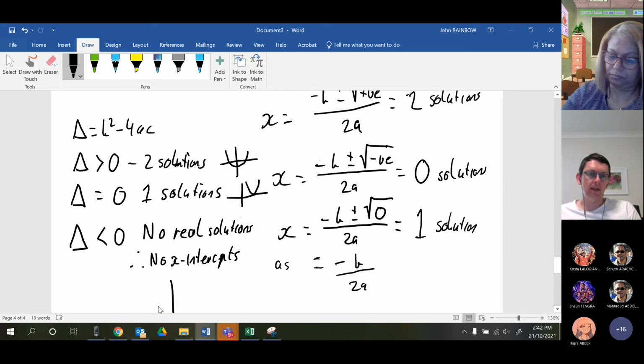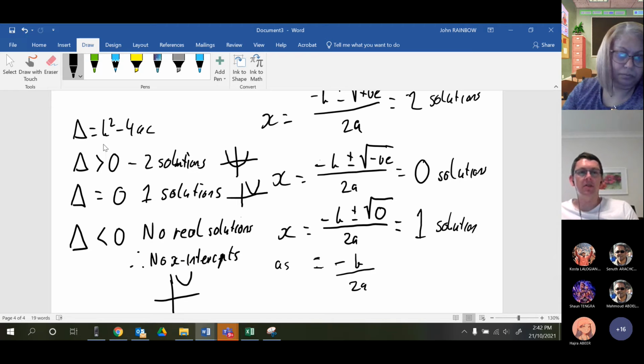Okay, so that could look like this, right? The graph still exists, but it just doesn't have x-intercepts. So that's where the discriminant is really, really cool, okay? So to have one solution, the discriminant needs to equal 0.